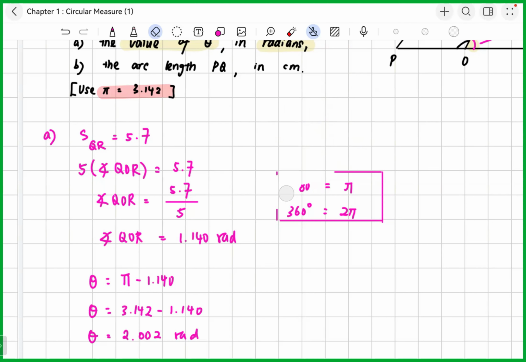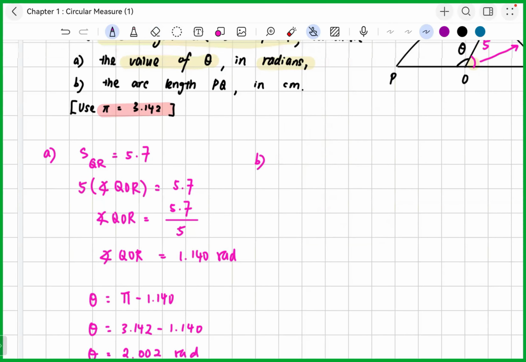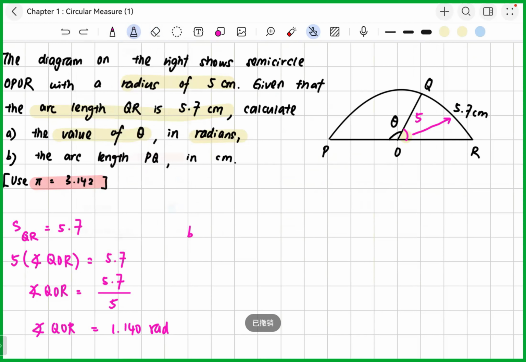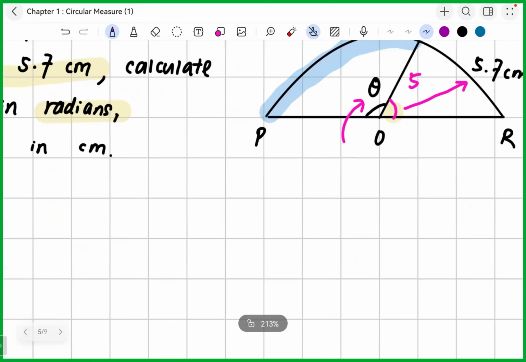Let me erase this here. So question B requires us to find the arc length PQ. So arc length PQ is over here. Let me use another color, let's say blue. So PQ is the line that I shaded using blue color. Please make sure that the angle always faces towards the arc length that you want to find. So the theta over here is 2.002 rad.